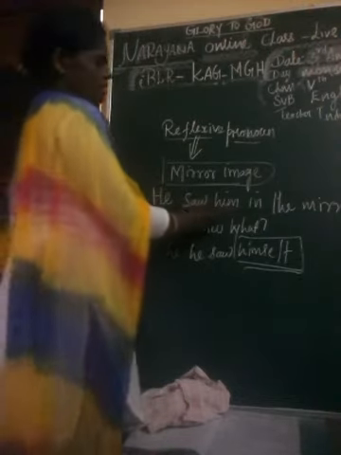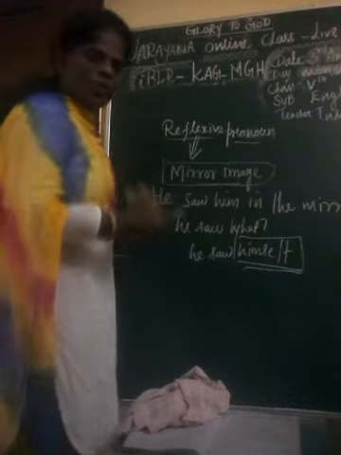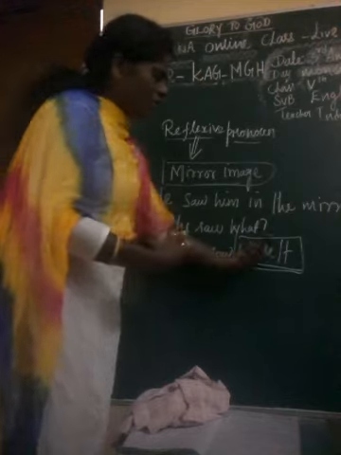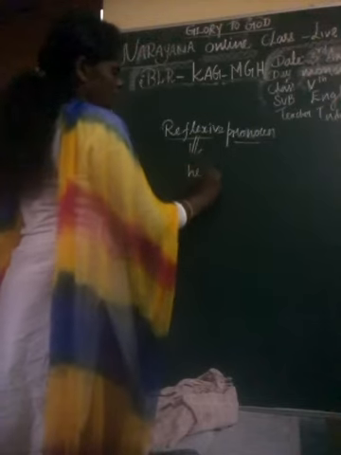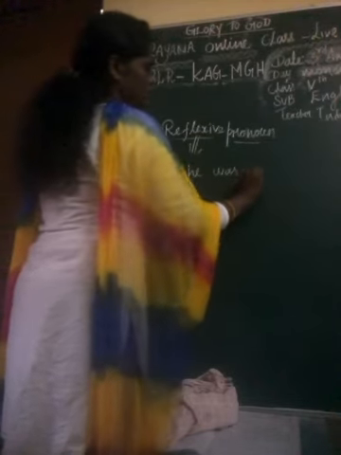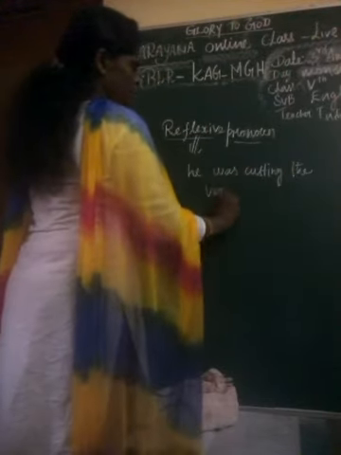Alright, lovely children. I hope you understood. He saw him in the mirror. What did he see? He saw himself. He saw his own image. He saw himself, we say, right? Himself is a reflexive pronoun. Okay. He was cutting the vegetables.